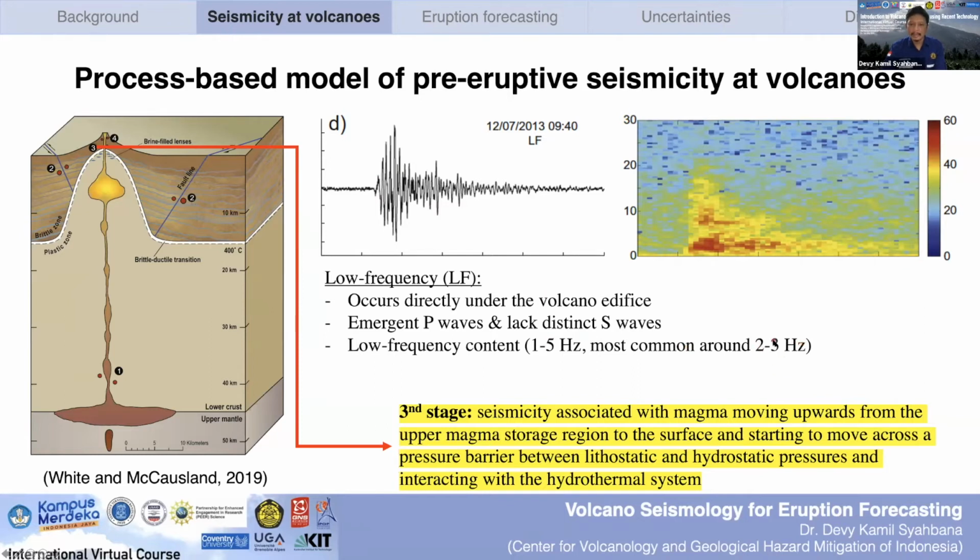And this is related to the dimension of the cracks or the conduit. While the frequency is related to the dimension of the cracks or the conduit, changes in frequency may indicate changes in the cracks in the conduit. And thus, it indicates changes in the fluid pressurization in the shallow part of the volcano.